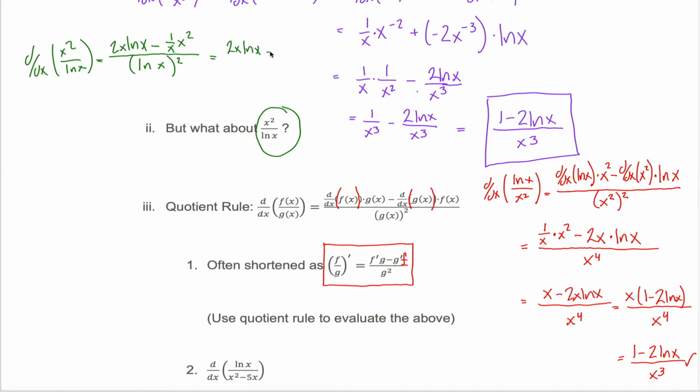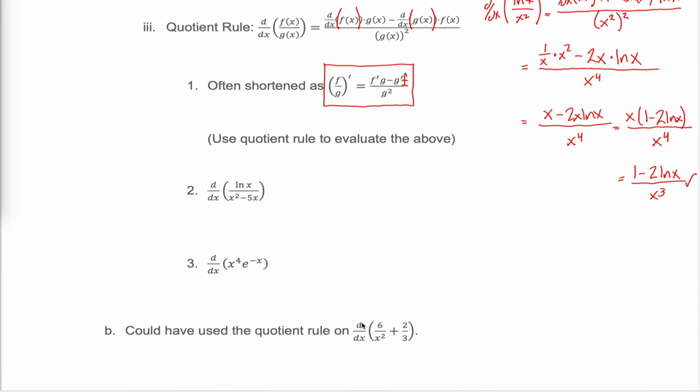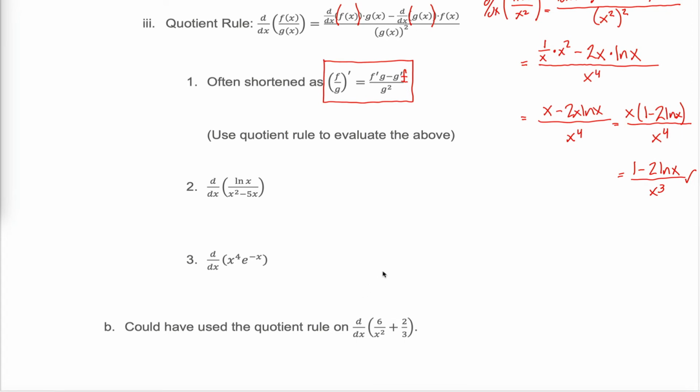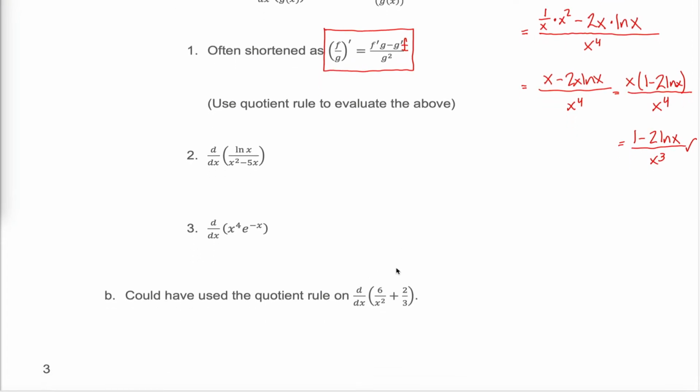2x natural log of x minus x, divided by the natural log of x squared. Yeah, you could factor out an x from the top, but there's nothing to cancel it with in the bottom, so I'd probably just call that good. To make sure this is sinking in, I want to show you a couple of examples, and even a case where you could have used the quotient rule, but you don't need to, then we'll call this video good.